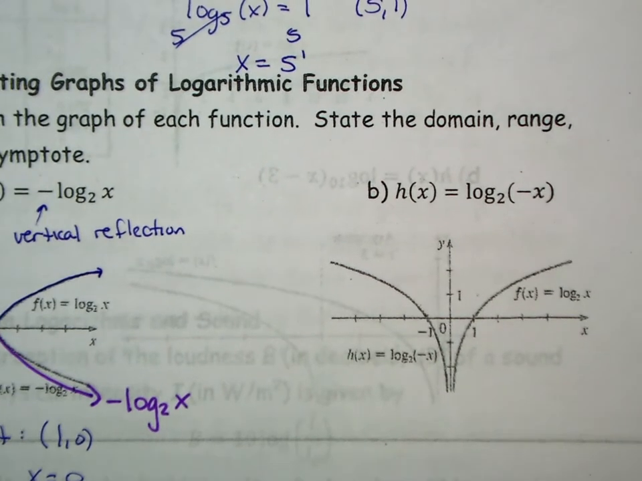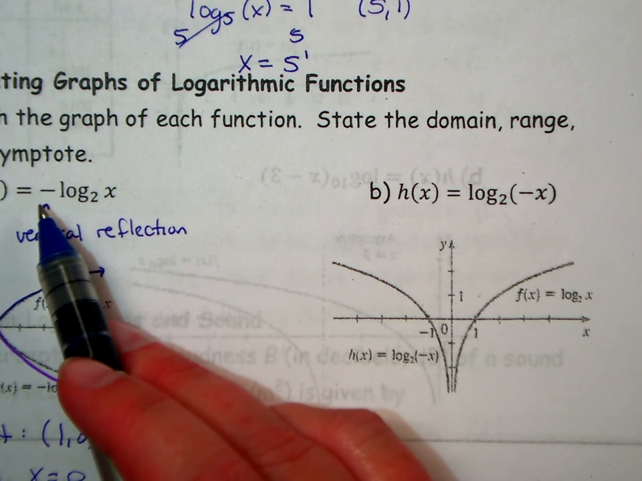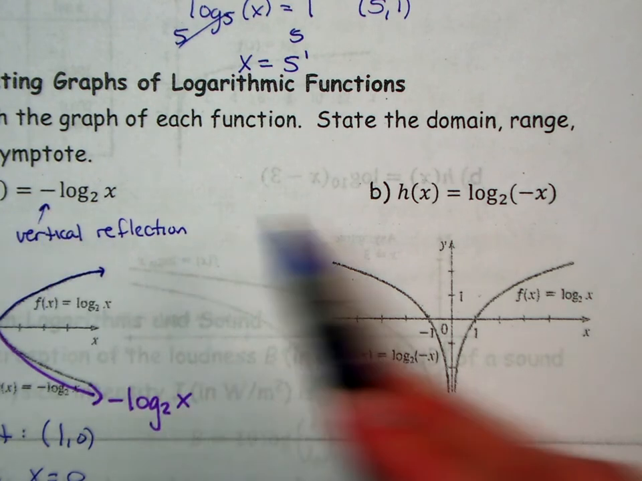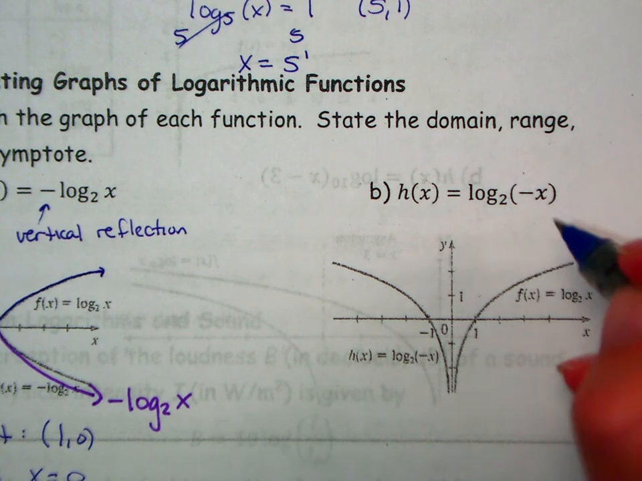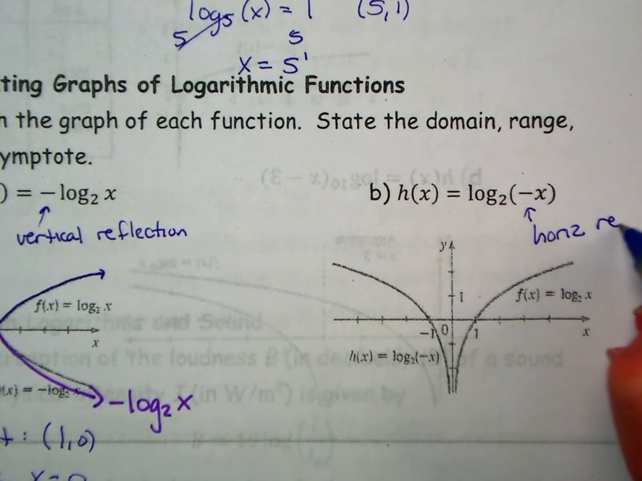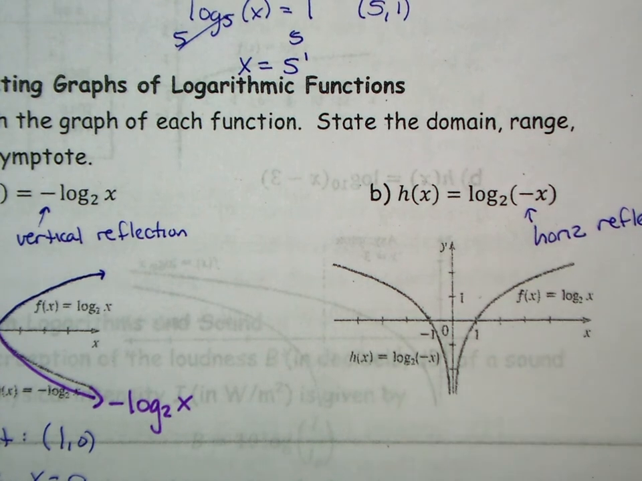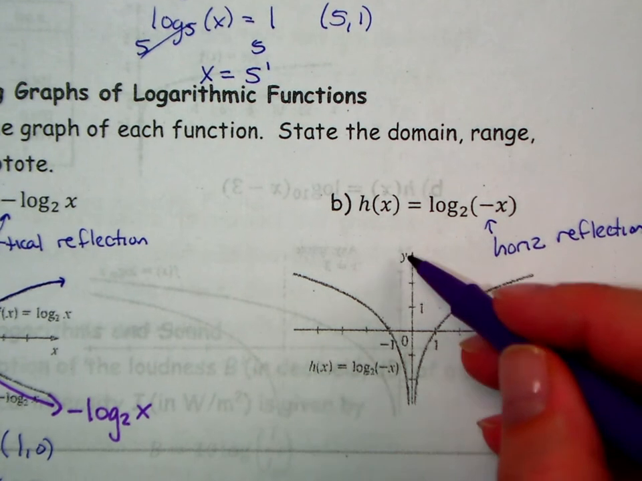Now on the next one, they put the negative sign in with the x, right? The first one, the negative, was multiplied on the outside. This negative is on the inside of the argument here. So this negative is a horizontal reflection. And so if you wanted to reflect a graph horizontally, that'd be over the y-axis.